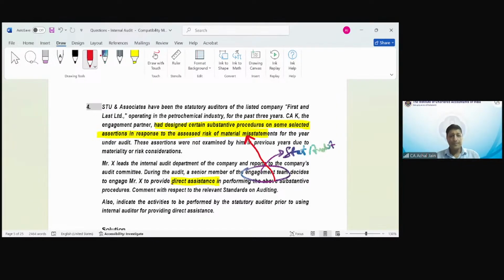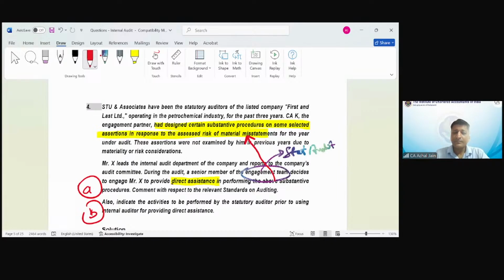Tell me, what are your thoughts on this? And of course, if direct involvement is required, then what needs to be done by the statutory auditor? Yes, quickly, over to you.